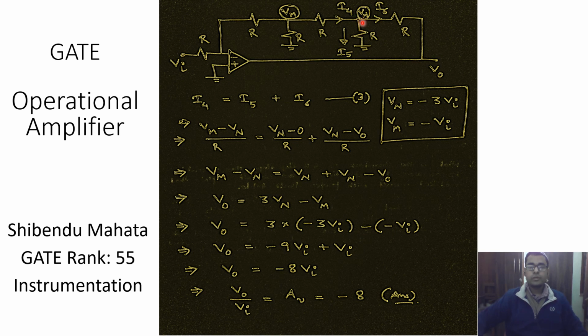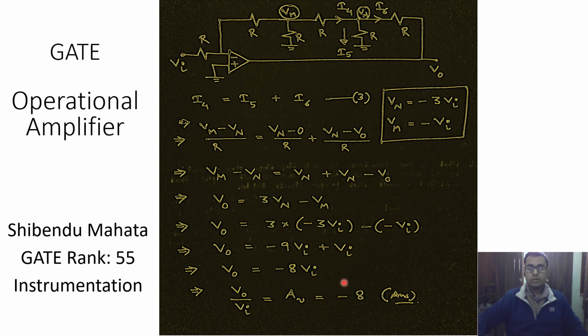Now proceeding with the third node, which is this particular node, we also note that the current I4 is equal to I5 plus I6, and therefore I4 is formulated as Vm minus Vn divided by R. I5 is equal to Vn minus 0 divided by R, and the current I6 flows from this node, so this is at Vn, to this node which is at V0, and we divide it by R. So ultimately it turns out that V0 is equal to 3 times Vn minus Vm, and then we have already found out that Vn is equal to negative 3 times Vi and Vm is equal to negative of Vi, and therefore we simply substitute these values in this equation and we find that V0 is equal to negative of 8 times Vi.